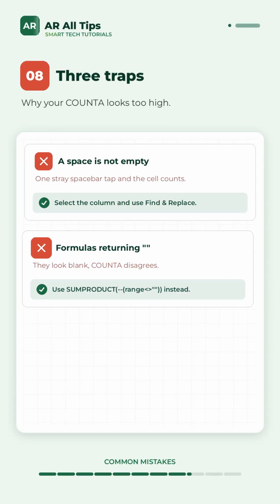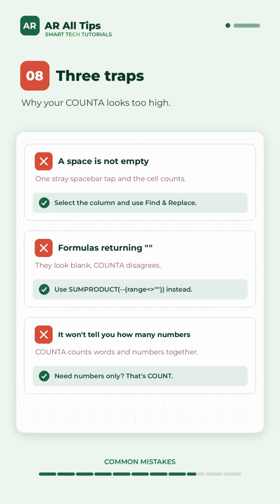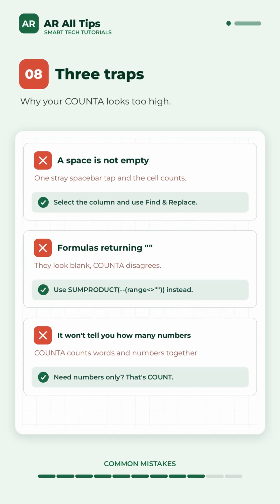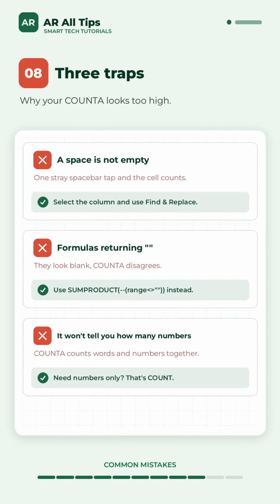3 things that trip people up. First, a space is not empty. One accidental tap of the spacebar, and that cell counts forever. Find and replace will clean it out. Second, those formula blanks we just talked about. And third, don't ask COUNTA how many numbers you've got. It's counting words and numbers together, and it can't tell you apart.